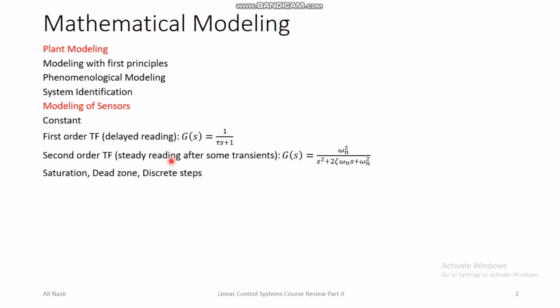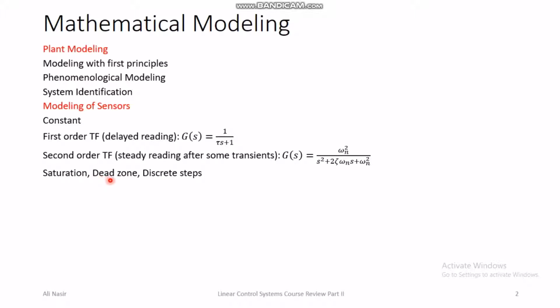Then there is a saturation or dead zone and discrete steps. These are not models of the sensor. These are phenomena that occur in the sensor which affect the kind of model that we can use for the sensor. So the sensor having a saturation, if you want to use a linear model for this type of sensor, then it can only be used in certain limits, in a certain local region around the origin.